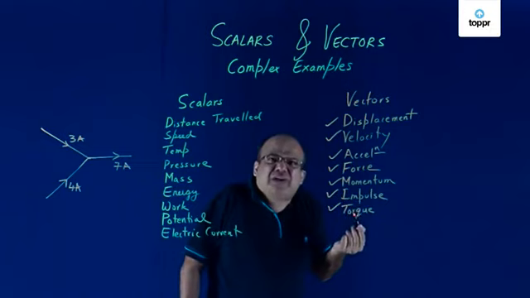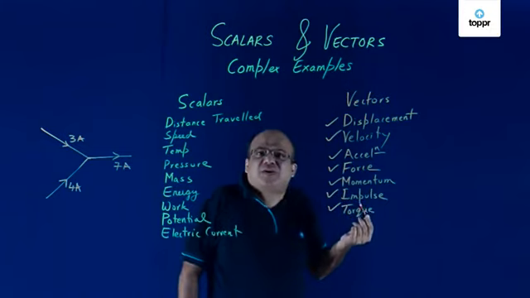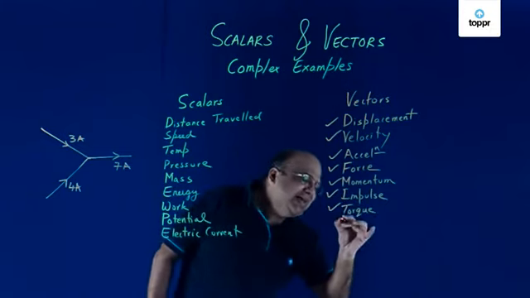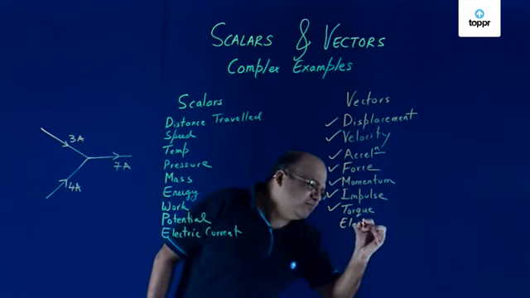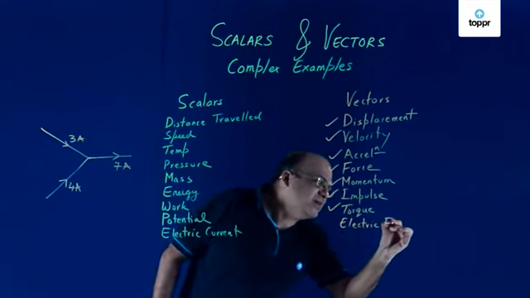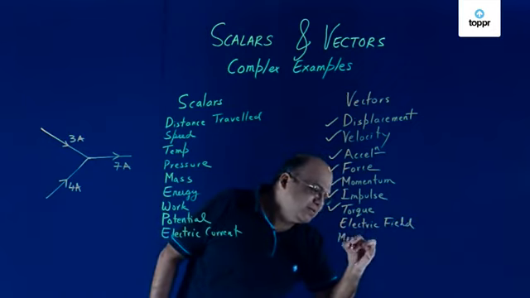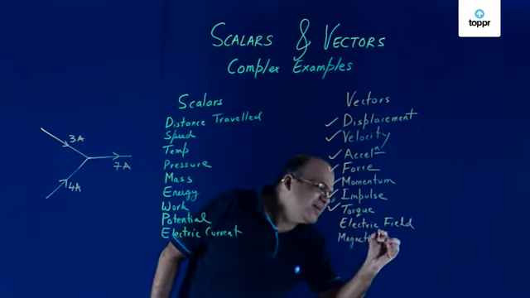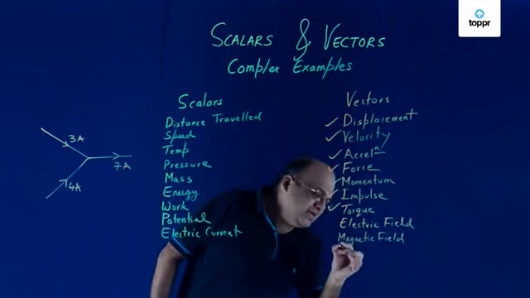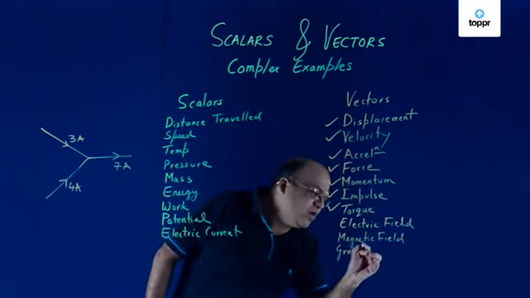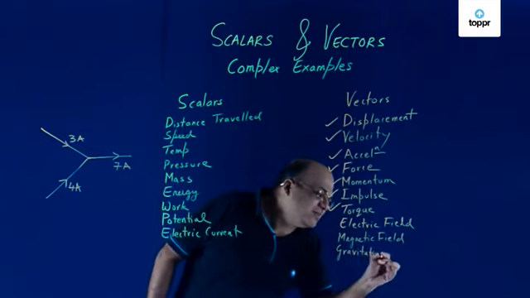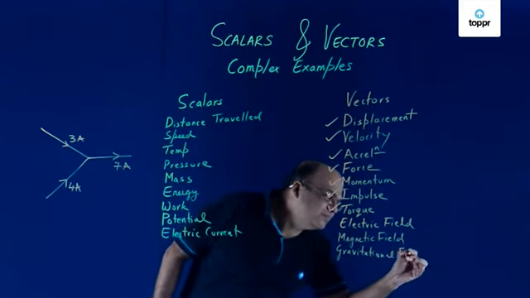Anything having the word field, that kind of physical quantity is a vector. Electric field is a vector. Magnetic field is a vector. Gravitational field is a vector. All these are vector quantities.